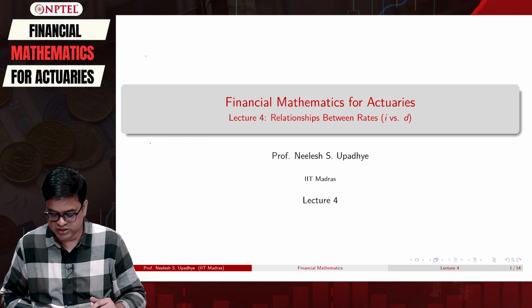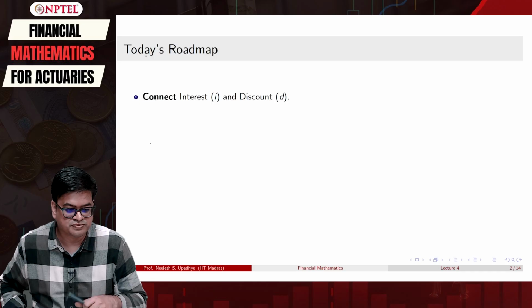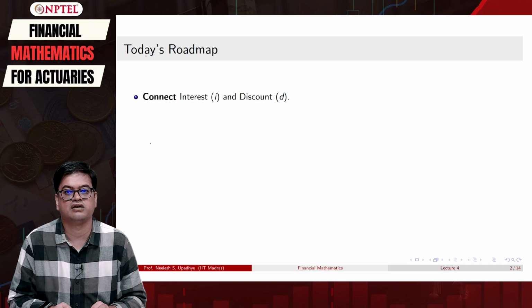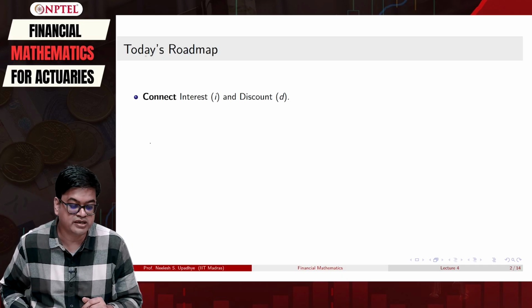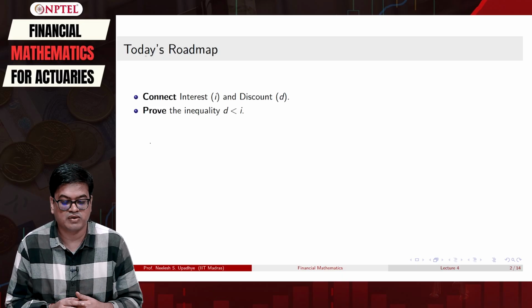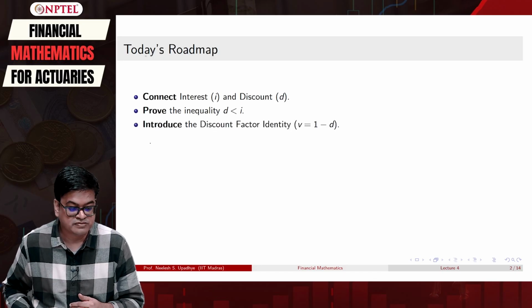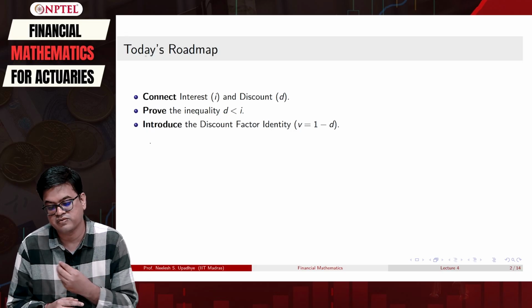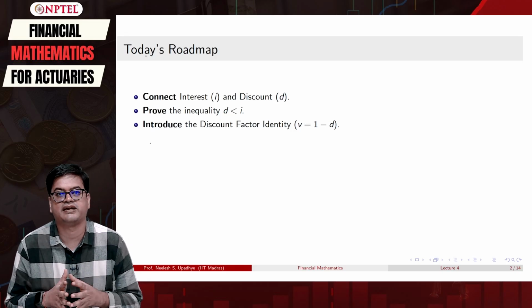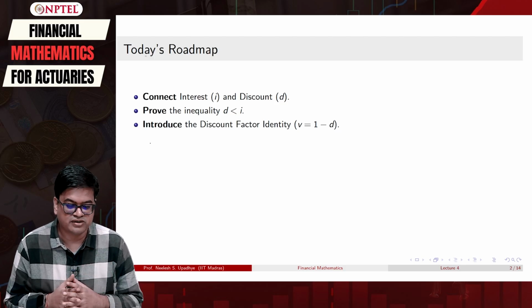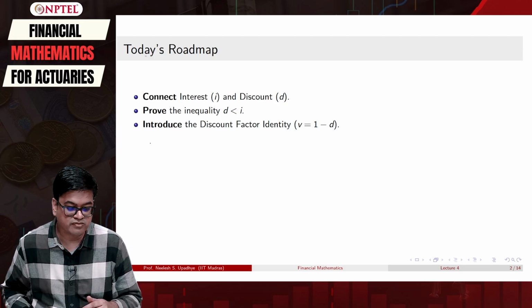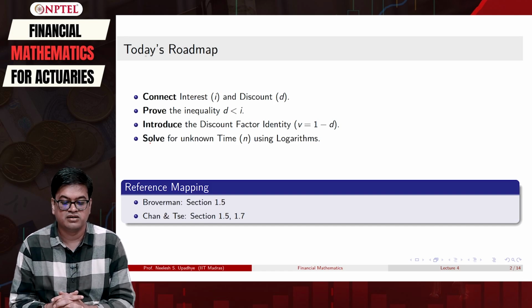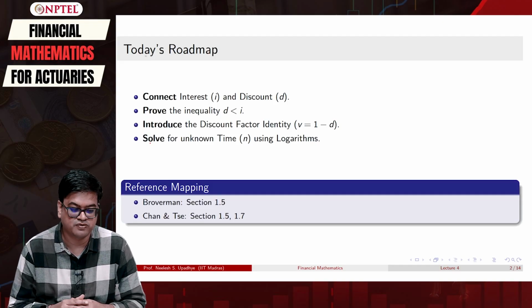So let's understand what is today's roadmap. First, we will connect this interest with discount, which we have done already intuitively. We will do some mathematical theory behind it. Then we will prove the inequality that D is less than I, and then we will introduce one discount factor identity, V equal to 1 minus D, and derive some related identities related to D, V and I. And then we will solve the problem for unknown time n using the logarithms, the most powerful tool.